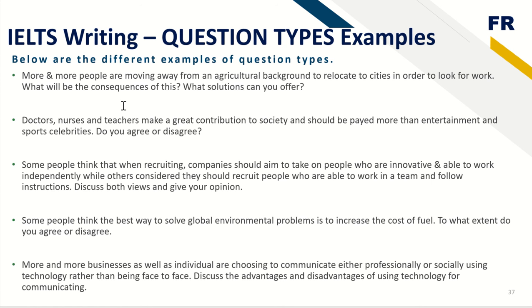The first question type: more and more people are moving away from an agricultural background to relocate to cities in order to look for work. What will be the consequences of this? What solutions can you offer? Like I told you earlier, this is the cause and the solutions.